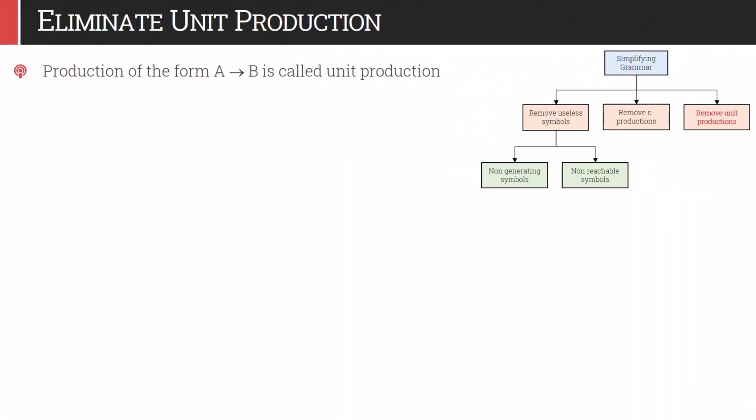So let us first understand what we mean by unit production. A production of the form A gives B is called a unit production, because when we fire this production, we are not getting any useful string. Rather, we are just creating a pointer. We are moving from A to B, and whatever production we have for B will be derived from A. So unnecessarily we are creating a chain, or increasing the length of the string derivation. Such productions we should remove to shorten the chain.